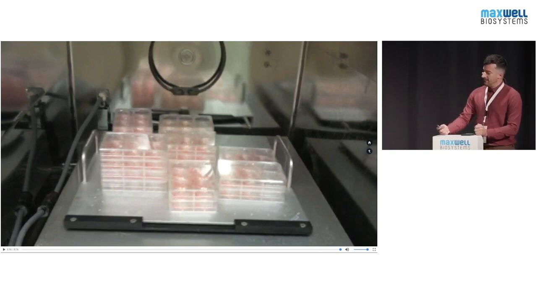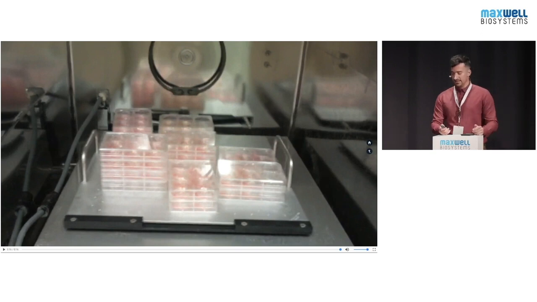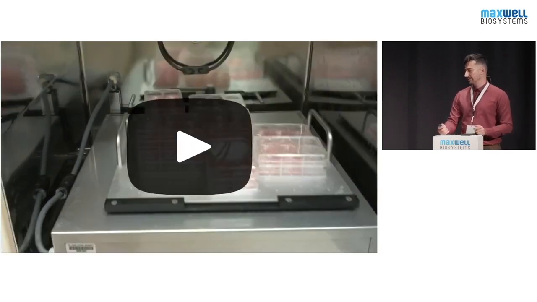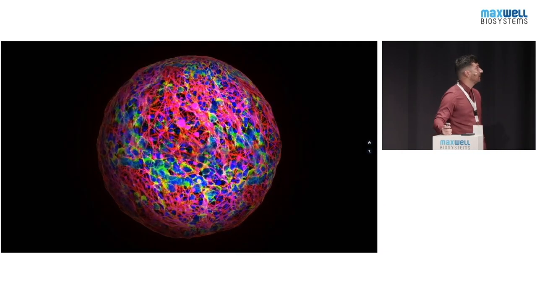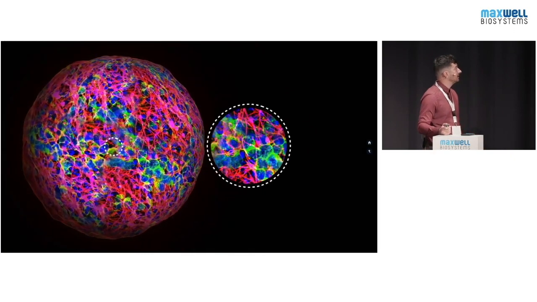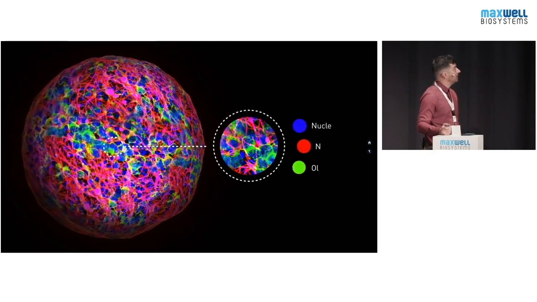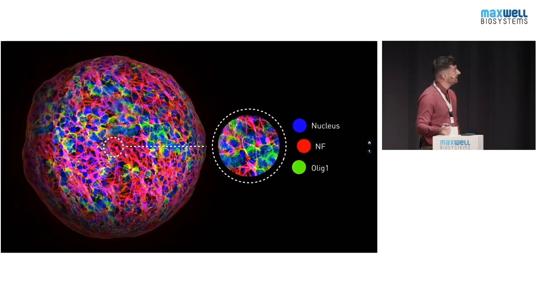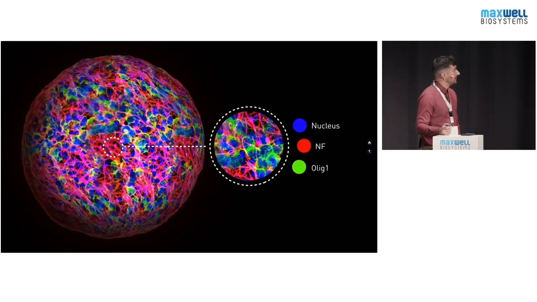experiments. And then when we have it in this particular situation, we add differentiation media and we keep them for up to 8 weeks. After 8 weeks, we obtain something like this. It's around a 350 micron sphere. They are quite homogeneous in size and shape, and they contain different neuronal cell types all together with glial cells.